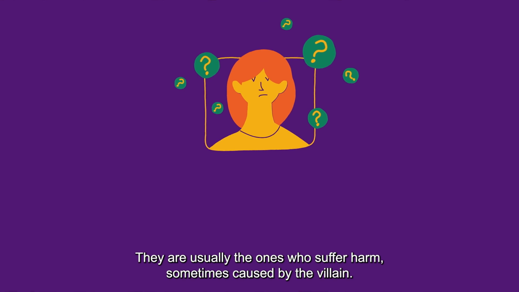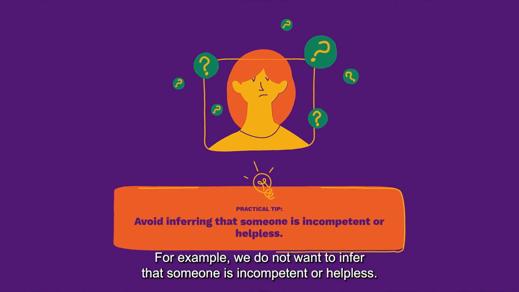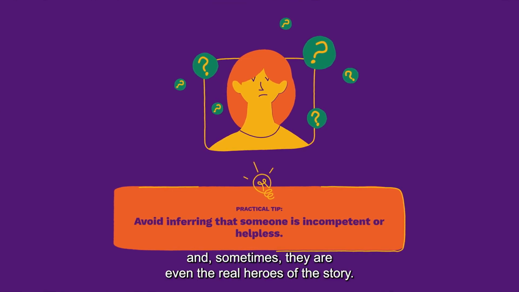Victims are another type of character. They are usually the ones who suffer harm, sometimes caused by the villain. It is important to avoid victimizing anyone. For example, we do not want to infer that someone is incompetent or helpless. Victims should be conveyed as equals to the protagonists, and sometimes they are even the real heroes of the story.